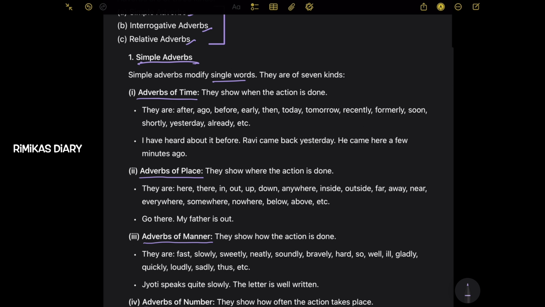Adverbs of time show when the action is done. They are after, ago, before, early, then, today, tomorrow, recently, formerly, soon, shortly, yesterday, already, etc. I have heard about it before. So here, before is a simple adverb. Ravi came back yesterday. Yesterday is the simple adverb. He came here a few minutes ago. So ago is the adverb of time.